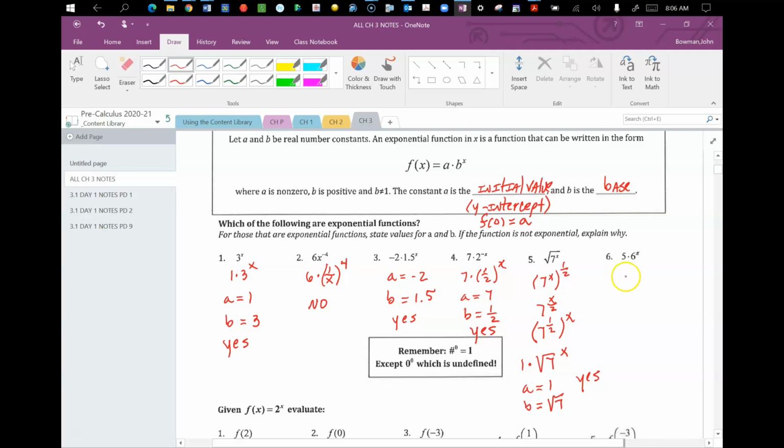And then finally, number 6, it looks like it's in exponential form, but the variable is not really a variable. Pi is not a variable. So this is not an exponential function.